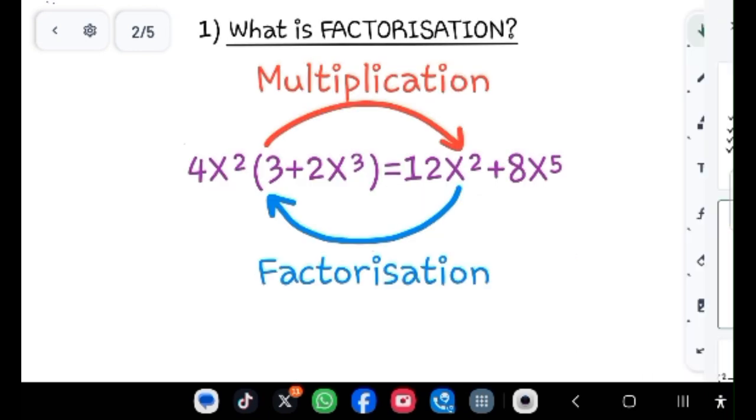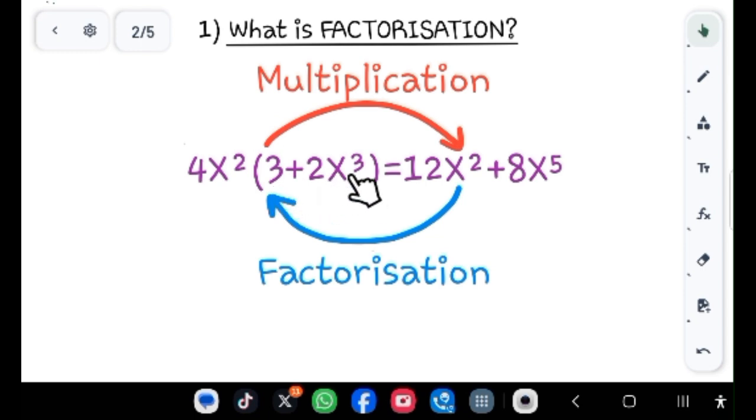Let's start. What is factorization? Factorization is basically, and simply put, the reverse of multiplication. Multiplication is when you've got factors. For example, on the left hand side, you've got a monomial, which is 4x squared, multiplied by another factor, which is a binomial, because it's an algebraic expression with two terms, and that is 3 plus 2x cubed.